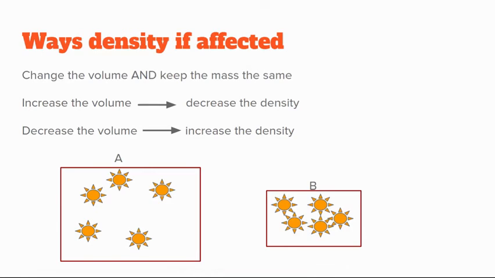Other ways density is affected: what if you change the volume but keep the mass the same? Here A and B have the same number of suns, but the difference is their size. If I increase my volume, going from letter B to letter A, what happens to the density? Well, it gets less. Now I'm going to decrease my volume, going from A to B. You'll notice that my density is increasing because I have the same number of stars or suns, but the space is much smaller.